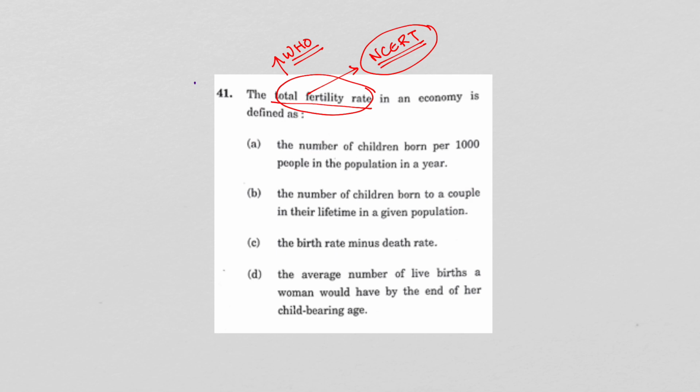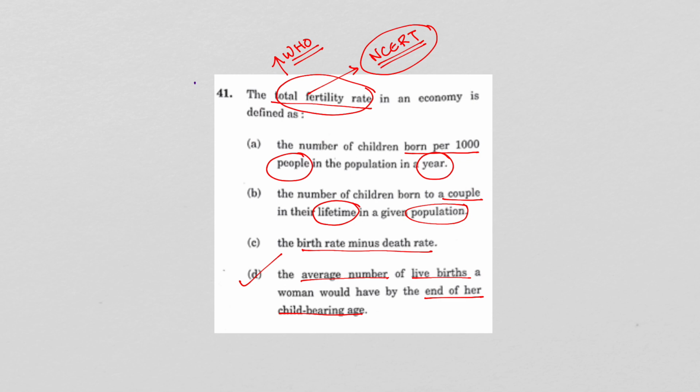So we will see what is the answer. Before that, we will quickly see the options. The first one, the number of children born per 1,000 people in the population in a year. Now again, second option, the number of children born to a couple in their lifetime in a given population. The third one, the birth rate minus the death rate. Again, the last one, the average number of live births a woman would have by the end of her childbearing age. Now, the answer for this question is option D, that is the average number of live births a woman would have by the end of her childbearing age.